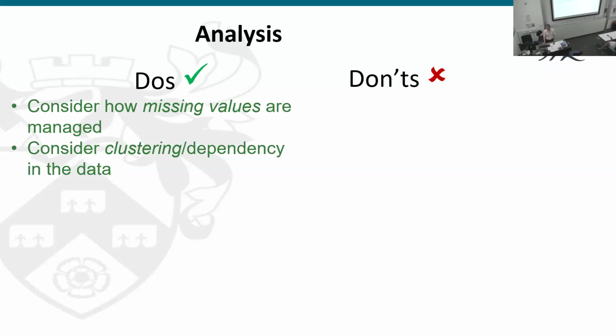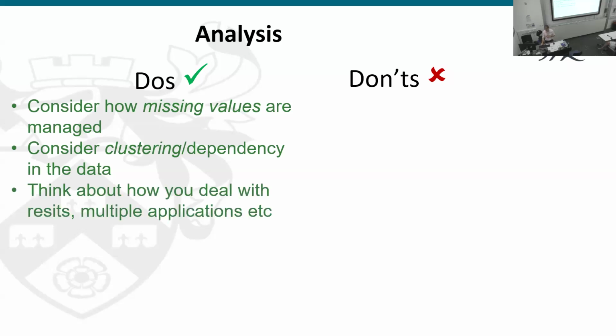Do consider clustering and dependency. Again, when you're reviewing UKMED applications, people have what we call hierarchical data, for example, people within medical schools or that sort of thing, and they don't think about how they might adjust for that clustering or dependency effect in data. So also, you might want to think about how you deal with resits, multiple applications. So some rationale, it could be just take the first sitting, for example, or use a multi-level model. But people don't always think about that either.